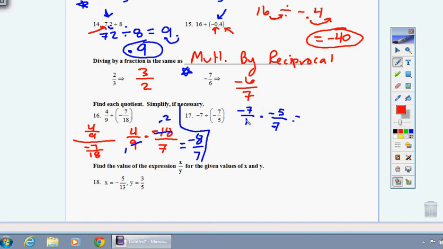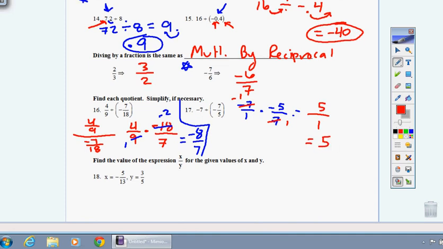Negative 7 over 1, nope. Negative 5 over 7, nope. But I can cross reduce. Negative 7 over 7, well, I can make that a negative 1 and make that a 1, because negative 7 over 7 is negative 1. And when I multiply across, negative 1 times negative 5 is 5, and 1 times 1 is 1. So my answer is just 5 over 1, or 5.